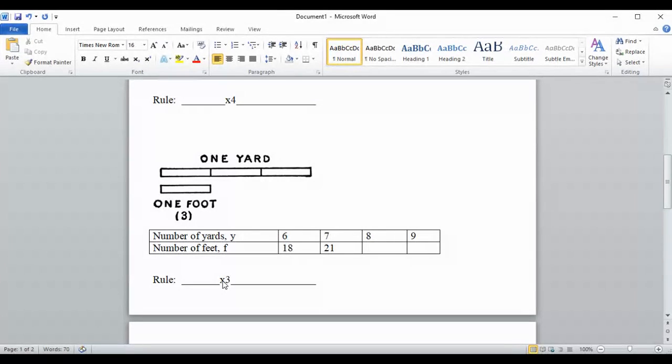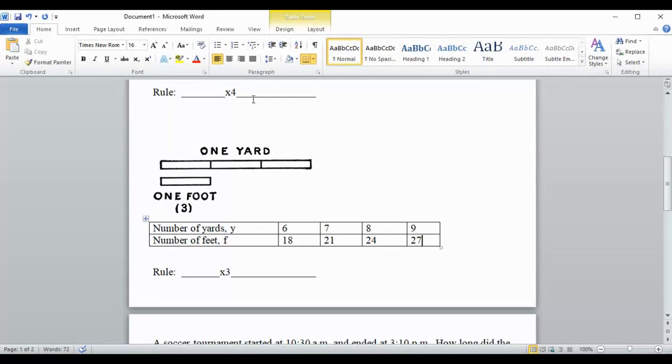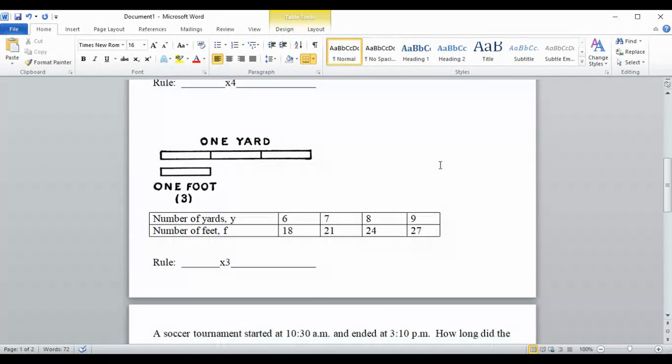I feel like you said 3. So what is 7 times 3? It's 21. And see how that works out with our picture here? What is 8 times 3? 8 times 3 is 24. And what is 9 times 3? 27. All right, so this is where you write your rule at.